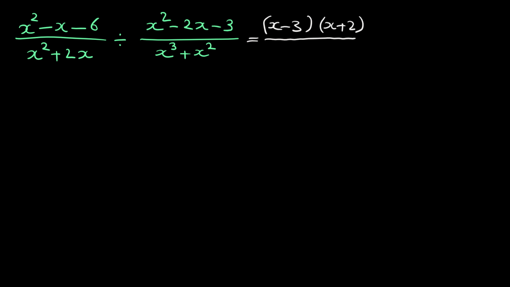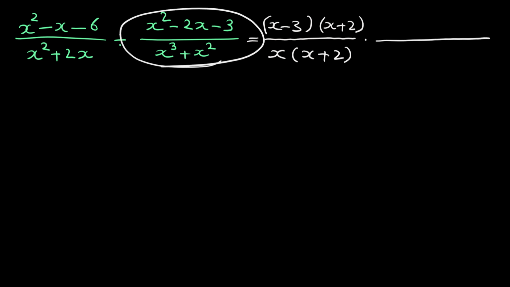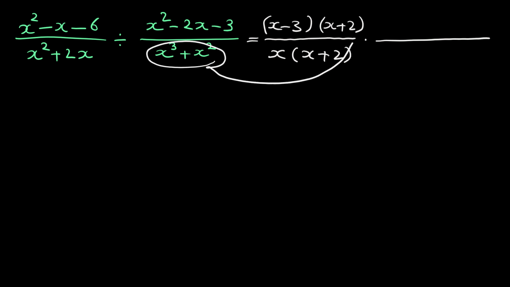For the denominator, if we factor x from these two terms, then we have x plus 2. Then we invert this. So we have to factor this denominator and move it to the numerator. What is the factor form of this? We can factor x to the 2 from these two terms, and then we have x plus 1.